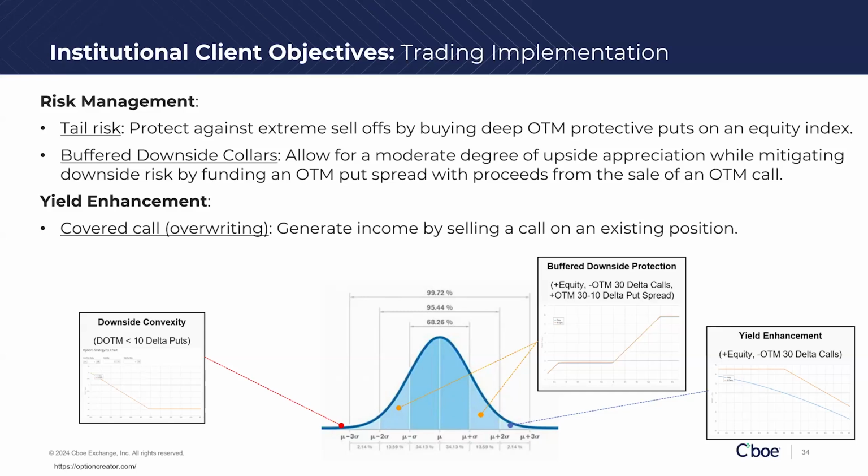On the flip side, to provide yield enhancement, they generate income by selling calls. The technique they use is selling calls in excess of about 1.5 standard deviations to the upside. A combination of these two techniques is called a buffer downside protection trade, where they allow for a moderate degree of upside appreciation while mitigating downside risk by funding an out of the money put spread with proceeds from the sale of an out of the money call.